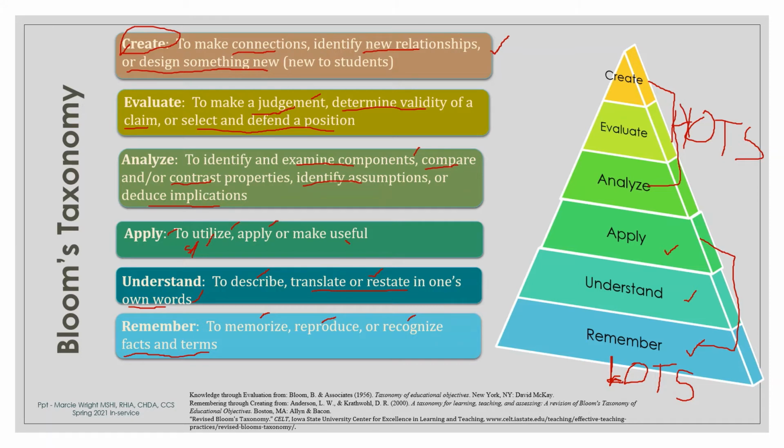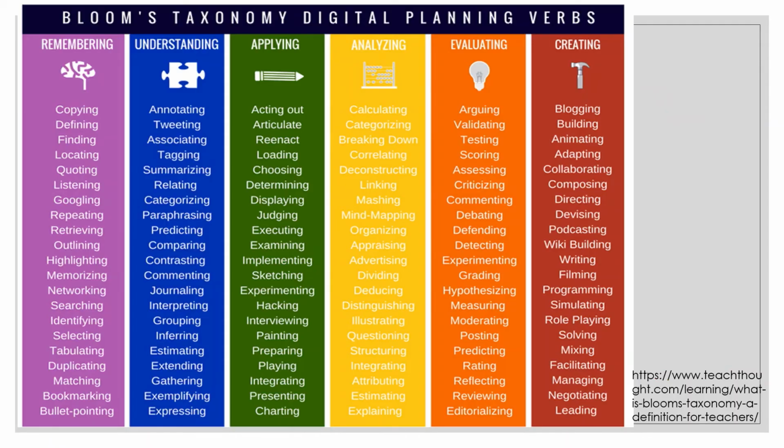So these are the key terms. Memorize and understand the key terms. And additionally, we have here new digital planning verbs for the Bloom's taxonomy. Just to choose some, for remembering, we have Googling. It's remembering na pala, no? Bullet pointing, repeating, outlining. For understanding, here, we have tagging because this is digital. So tweeting, di ba? Interpreting, contrasting.